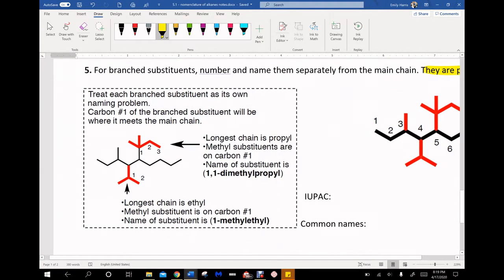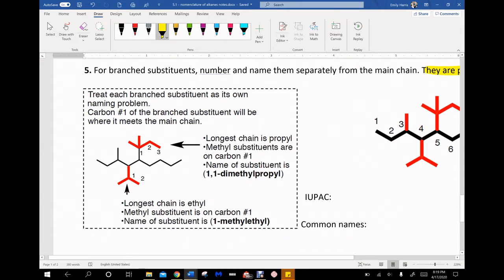And so we've got this little box to diagram this for us over here. It says treat each branch substituent as its own naming problem. Carbon 1 of the branch substituent will be where it meets the main chain. So for example, carbon 1 is the first carbon that's connected to the main chain. Here's our main chain, outlined in gold for us.